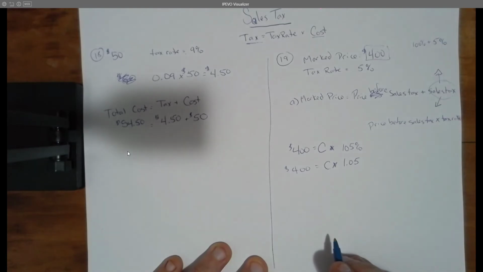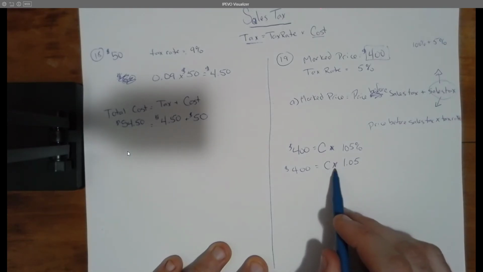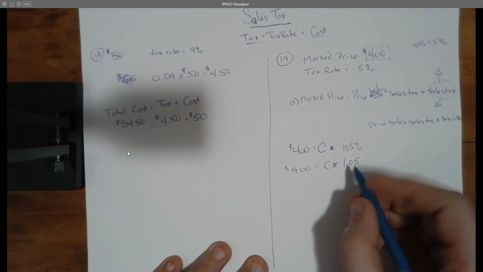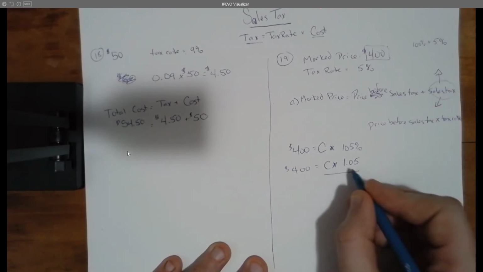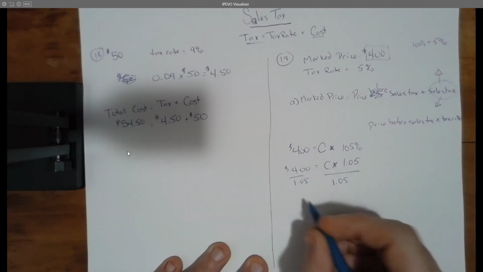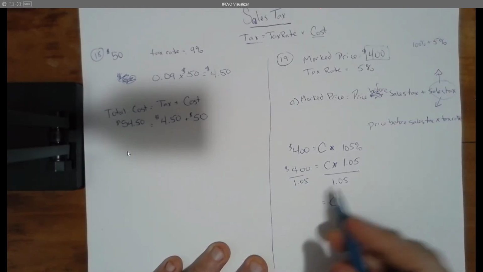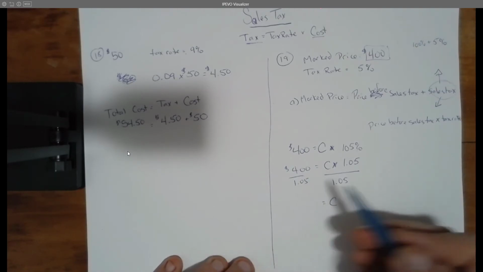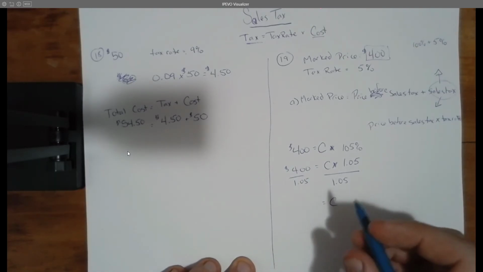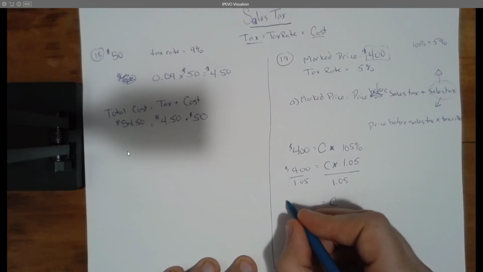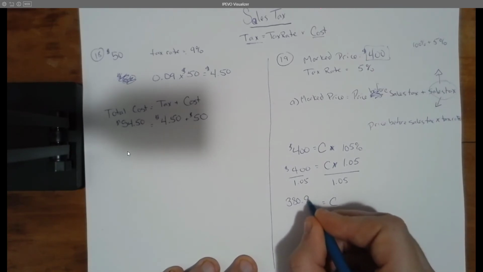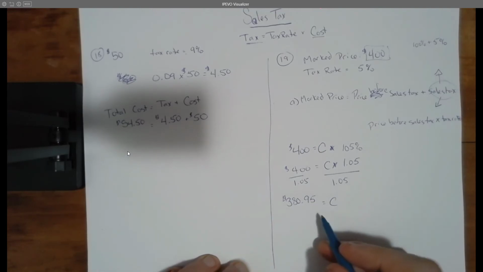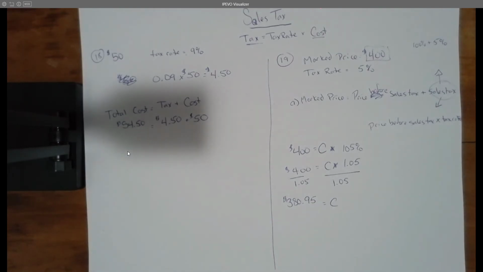Just like in our last question, our way of getting rid of this multiplication piece here is to divide by the opposite operation, by the amount that we're trying to move over, 1.05. And so we would now find out that the cost, 400 divided by 1.05, is going to give you a bit of a rounded decimal. And so we're going to round it out to the nearest cent, $380.95.